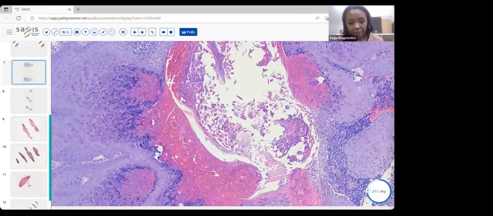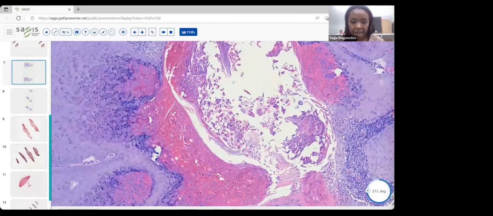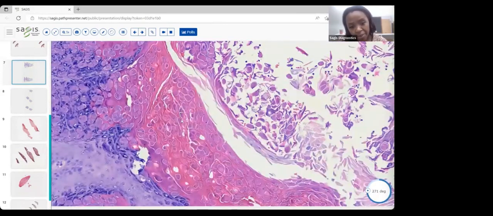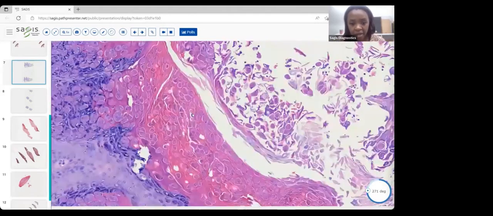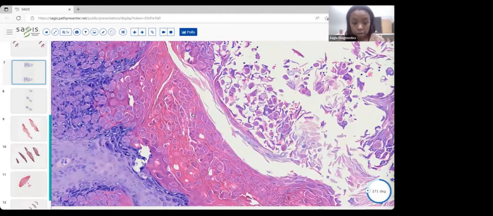So we have these sheets of keratinocytes that have these intracytoplasmic inclusions that are just heavily, densely eosinophilic, right? So keratinocyte after keratinocyte after keratinocyte in this area has these eosinophilic inclusions in them, just sheets of them, and they're the same size. They're all around about the same size.